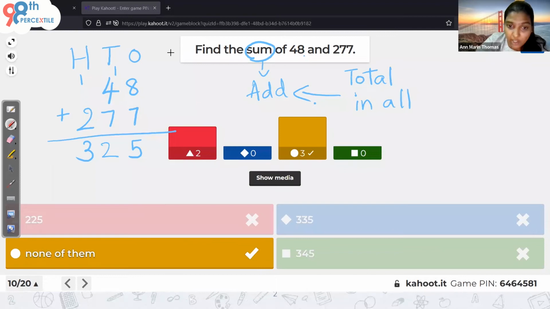325 is the answer. And in the options, do you have that? No, you do not have that, right? So that is why the answer is none of them. Wasn't that a little tricky? Yes, you had to be very careful with placing the values here. Also, you had to be careful with the carrying over here. All right, now let's quickly erase them all.